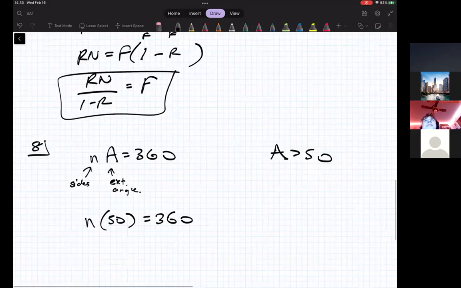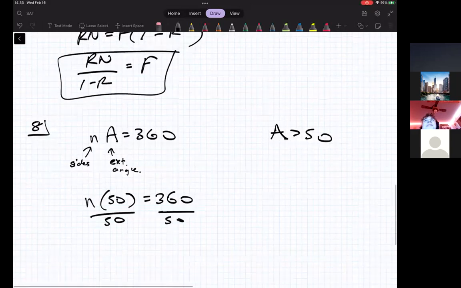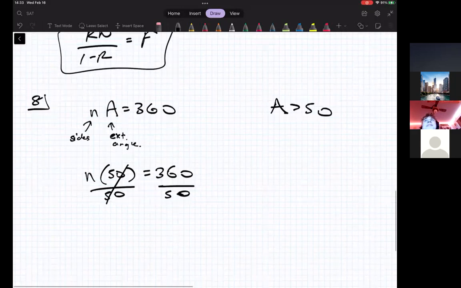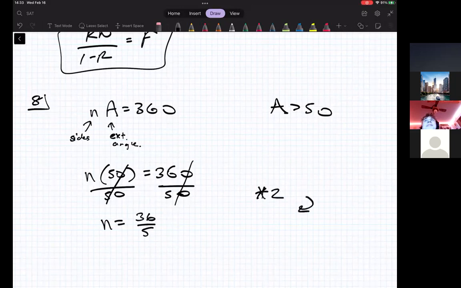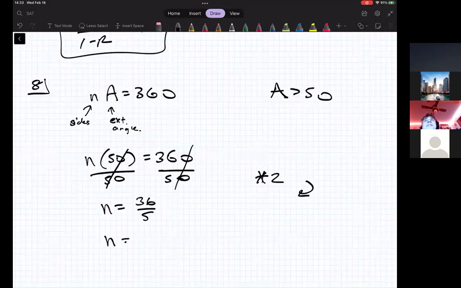If I divide by 50, now you have to do this without a calculator. Maybe you guys remember one of my tricks. If you divide by 50, then n is equal to, well, you can cancel out the zeros. You have 36 divided by 5. If you have to figure out 36 divided by 5, it's not that bad, but here's my trick. Multiply by 2 and then move the decimal place over 1. So n is equal to 7.2.